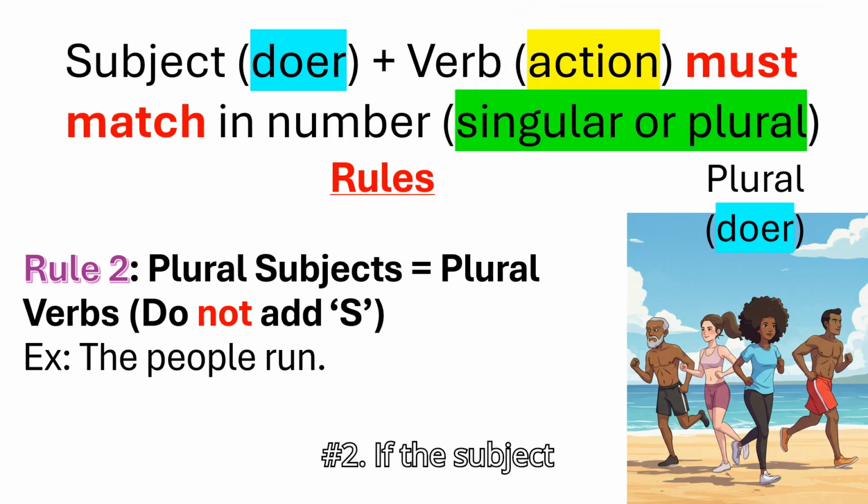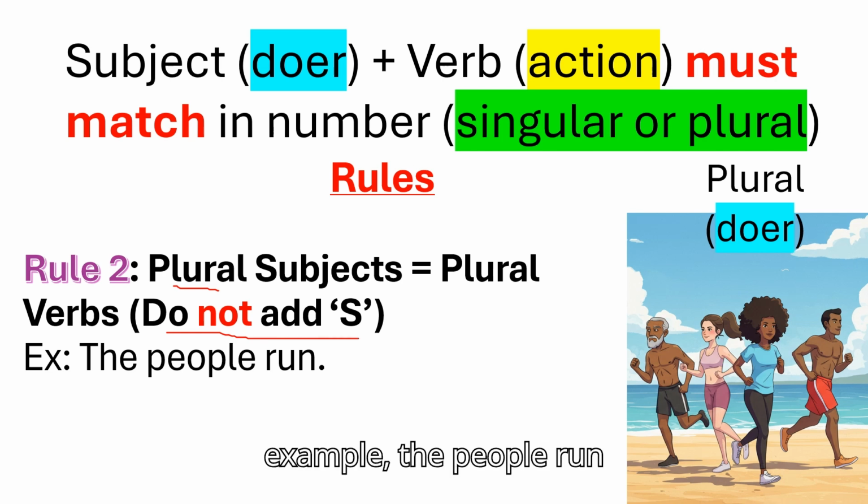Rule number 2. If the subject is plural, the verb must also be plural. It means that you do not add S to the verb. For example, the people run, no S.